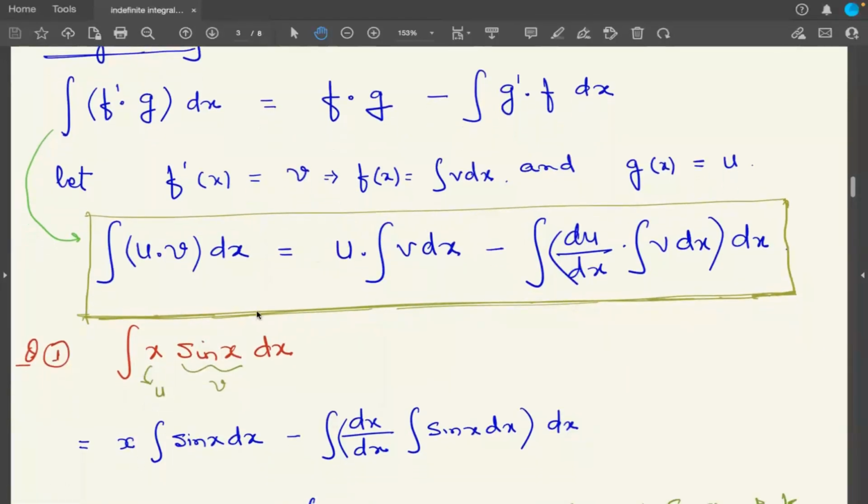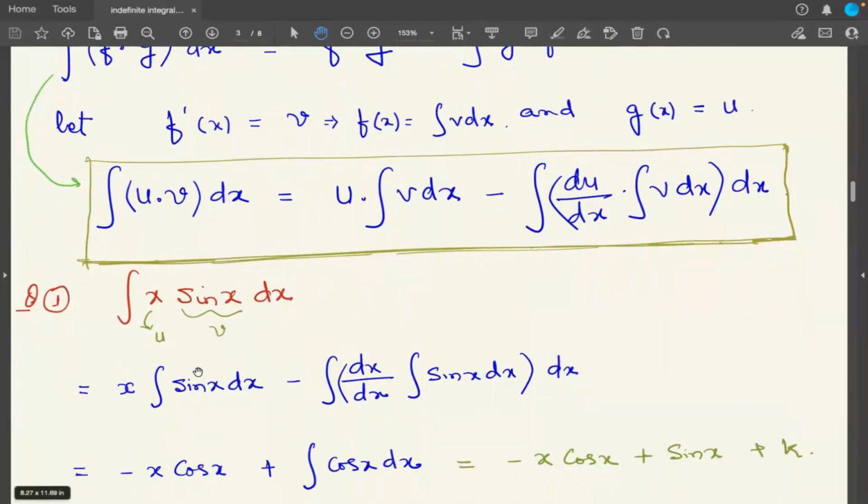So what we have to do, if x is equal to u and sin x is equal to v, we have to first हमें u को बाहर करना है इंटीग्रल से, so हमने x को बाहर करा and then we have to integrate the function sin x. हमें sin x को integrate करना है. Then we have to minus, and then we have to x को differentiate करना है और sin x को साथ में integrate भी करना है.